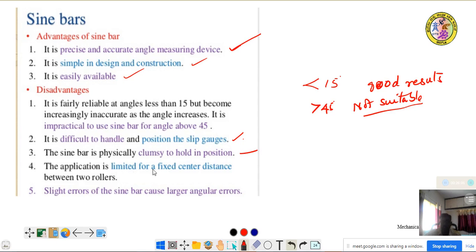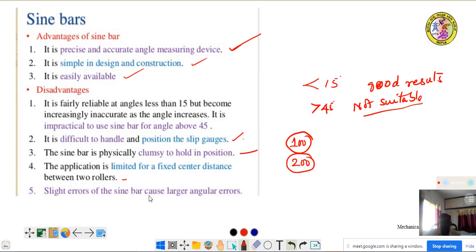The application is limited for a fixed center distance between two rollers. That is important. If I take the distance as 100 mm, then it is limited to 100 mm. If I take a 200 mm length sine bar, it is limited to 200 mm. I can't measure long workpieces or angles.